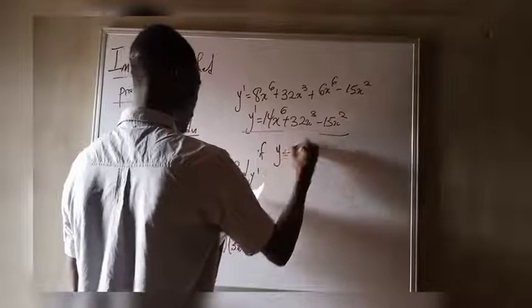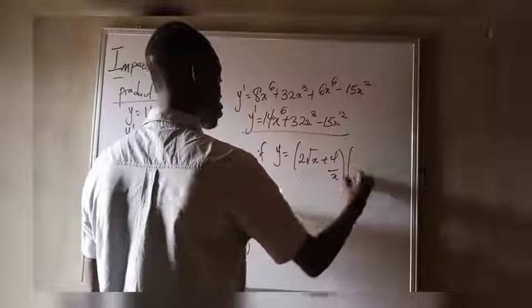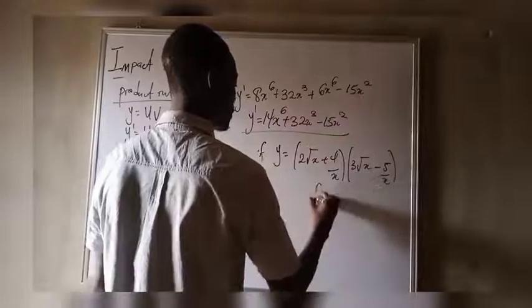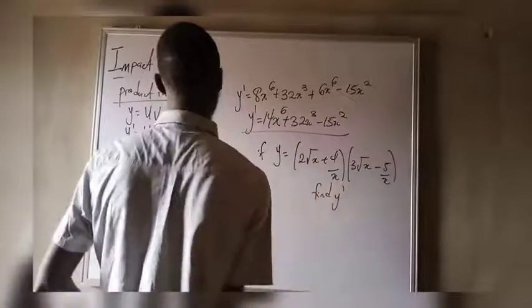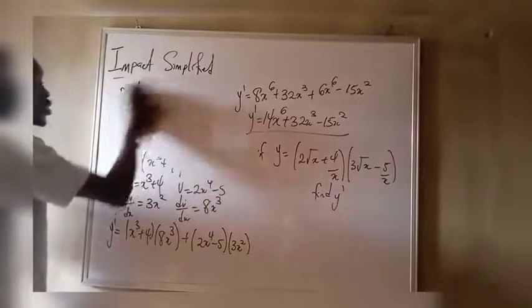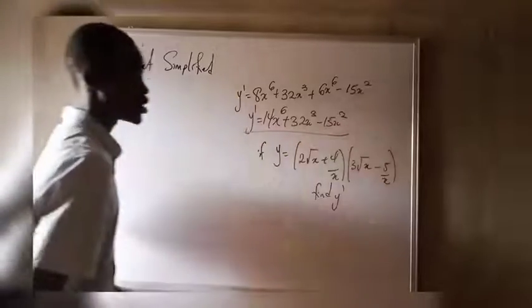They said if y is equal to (2 root x plus 4 over x) into (3 root x minus 5 over x), we are told to find our y prime. And how can we find our y prime? For this question, we are going to look at two methods: by expanding and using the product rule.